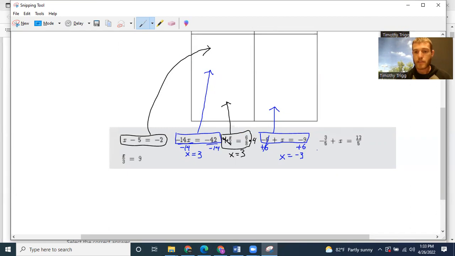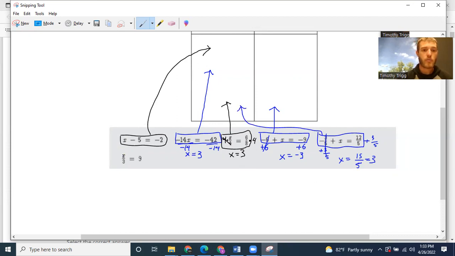Okay. For this next one, to get rid of this negative 3/5, we add 3/5. And then you add 3/5 here. This gives you X equals 12/5 plus 3/5. Well, if they have the same denominator, which they do, you just add the numerators. So that's 15/5. 15 divided by 5, remember a fraction is just division, 15 divided by 5 is 3. So yes, X equals 3 here. So this one goes into this.